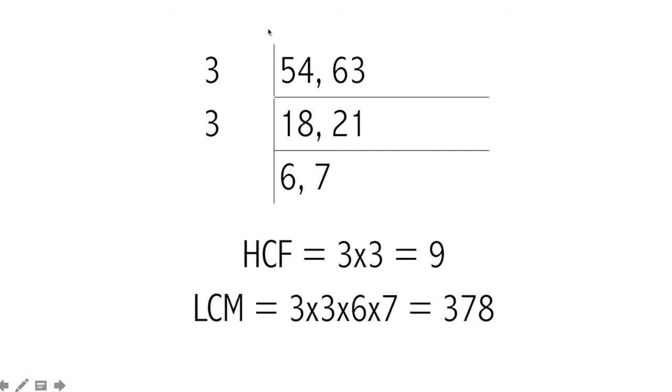The LCM is the product of all the numbers on the left plus the numbers that are at the bottom, multiplied by the product of these and the numbers at the bottom. So it becomes 3 into 3 into 6 into 7, which is 378, and that is the lowest common multiple for 54 and 63.